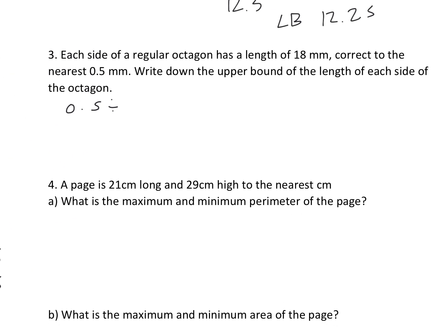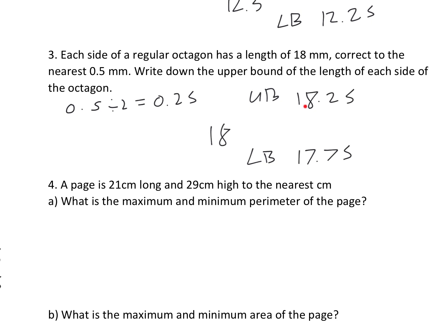So if we get that 0.5 and divide it by 2, we actually get 0.25. And we have to go 0.25 above and below the measurement. So the lower bound, if we take 0.25 off it, we would get 17.75. And if we add 0.25 onto it, we would get 18.25. So any number between these two would round to 18 if you're rounding to the nearest 0.5 millimetres.